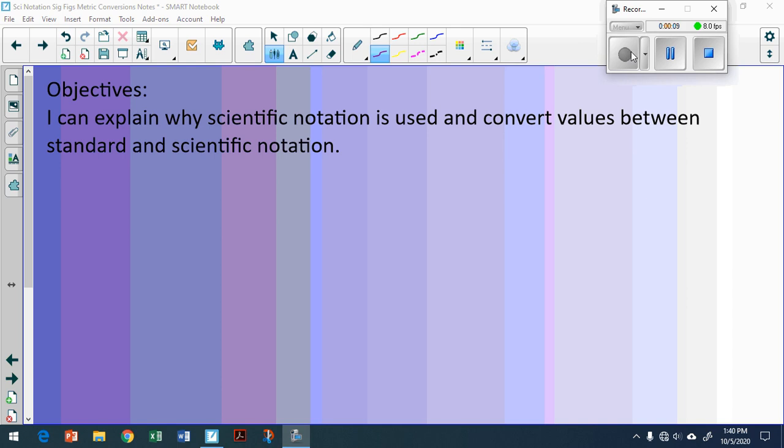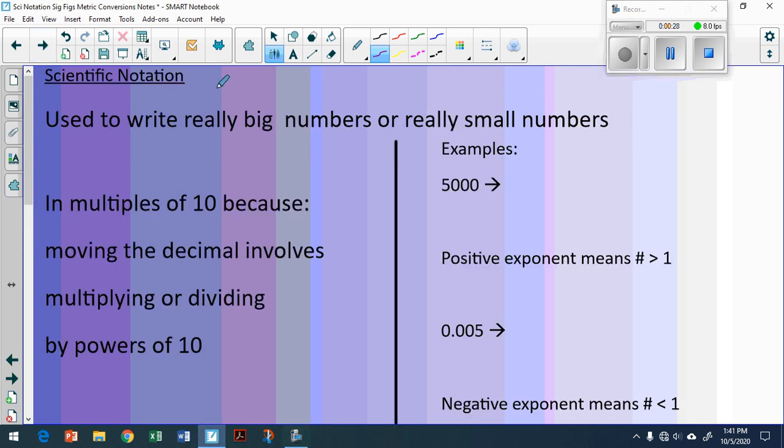So when we are working with values that are really big or really small, sometimes it's easier to write them in kind of a shorthand way so that we can interpret and understand the values more easily. And it makes it less likely that we'll make mistakes relative to those values, like missing a zero. So we use scientific notation to write really big numbers or really small numbers.